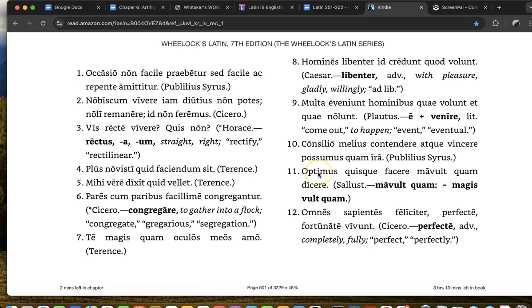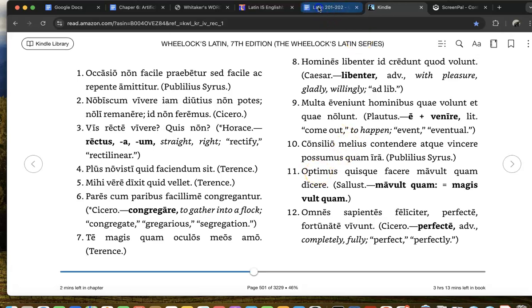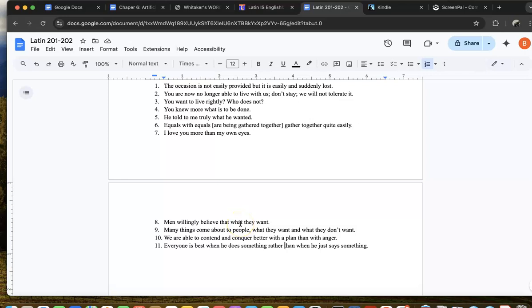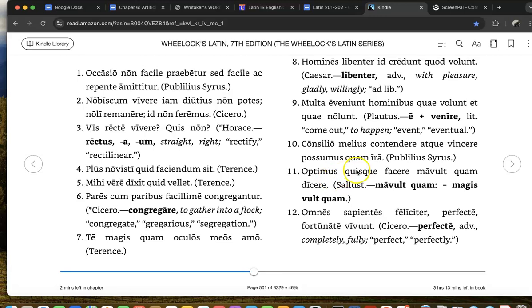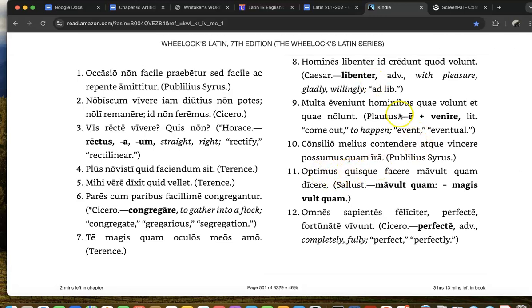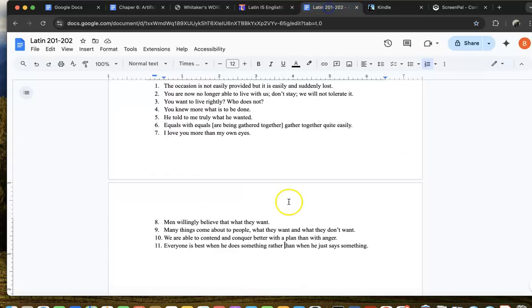But that's the way I'm going to go with right here: everyone is best, and that's going to be quisque optimus, so everyone is best. And then facere mavult, I'm reading that, so I'm adding a "when" in there, when he does something rather than, and then the Latin just has dicere, but if you say just rather than speaking, actually that might work too, rather than.